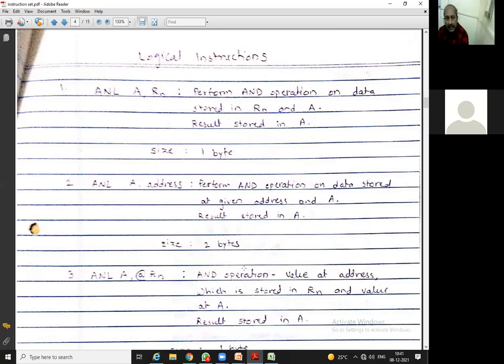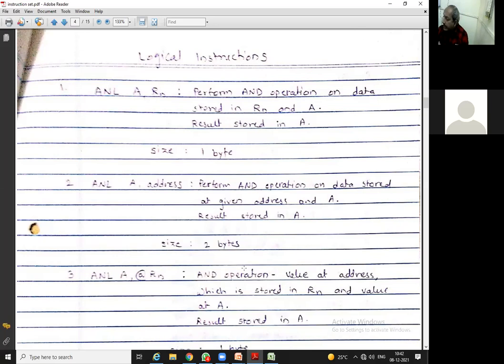So here the ANL is going to be used as a logical instruction. ANL, logical ANDing. It performs the AND operation on data stored in the Rn and A. Because we know that for the ANDing or ORing operation, 2 inputs are required and 1 output is there. So these 2 inputs are one stored in Rn, that is R0 to R7, and another one is the accumulator. And again the same thing, the result is stored in A. So the accumulator is very, very important in all these categories.